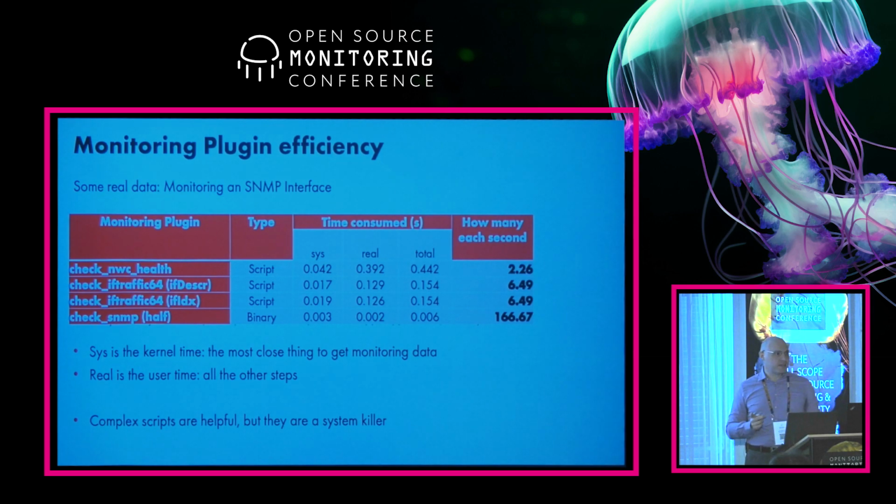For those using the Centreon plugins, the time is similar to check_if_traffic, so they are not that much of a performance boost. But they do a good job, so it's fine to use them. The last one, check_snmp. It's a binary, so it's fast. It gets less data, the minimum required, but we can run more than 100 per second for each core. This is what real performance is. So, long story short, complex scripts are helpful, but they are a system killer. So we have to go with something simpler and more efficient, like a binary, or something that does not need to be compiled every time it's executed.